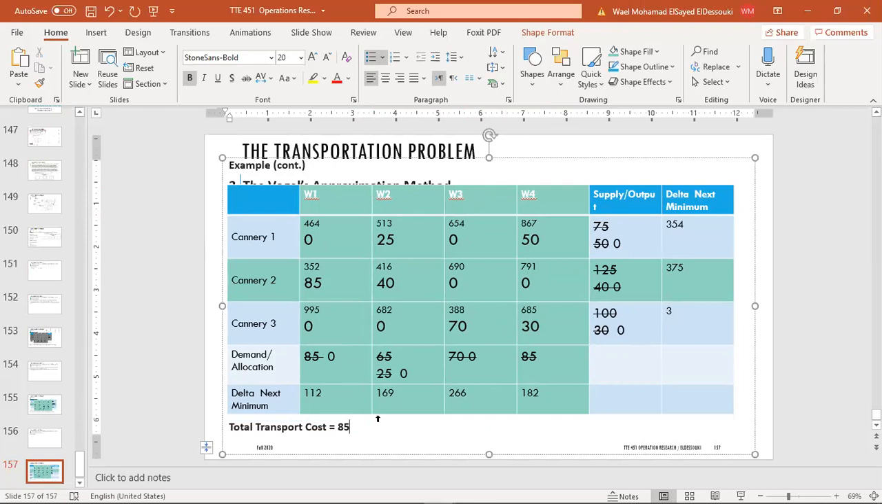Let's calculate the total cost. We have 85 multiply 352 plus 25 multiply 513 plus 40 multiply 416 plus 70 multiply 388 plus 50 multiply 867 plus 30 multiply 685.